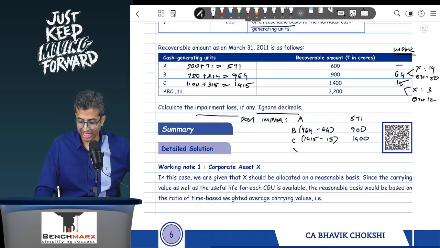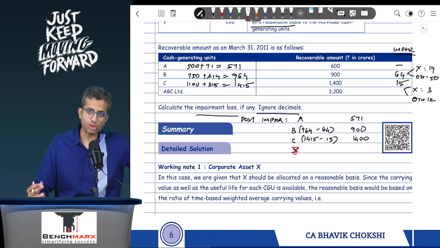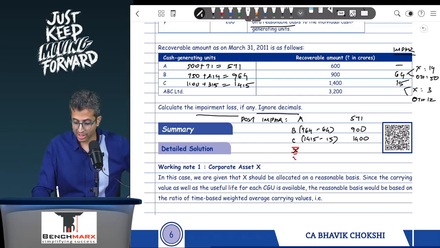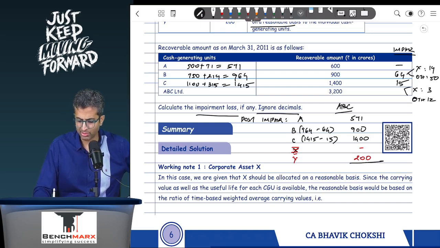Now can I show X separately? The answer is no, because X has already been allocated to A, B and C, and hence the carrying value of X along with the impairment, if any, on X has already been attributed to A, B and C, but Y has not yet been allocated. So if I look at Y, 200 rupees will be separately worked out. If I look at the larger CGU, that is ABC Limited as a whole, to which you can allocate Y, this will be 571 plus 900 plus 1400 plus 200, and hence 3071. This is the carrying value of the entire unit compared with the recoverable value of 3200, and hence there is no further impairment.